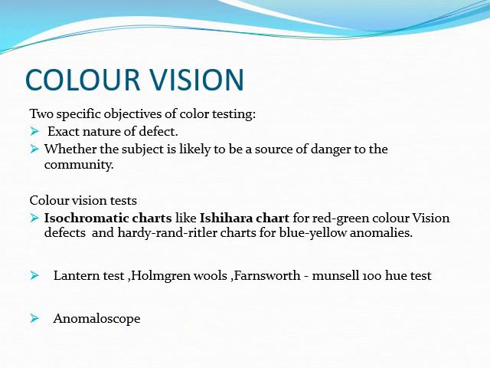Coming to color vision, the two specific objectives of color testing are to know the exact nature of the defect and whether the subject is likely to be a source of danger to the community. Color vision tests include isochromatic charts like Ishihara's chart for red-green color vision defects, and the Hardy-Rand-Rittler chart for blue-yellow anomalies. You can also use the lantern test, Holmgren wools, Farnsworth-Munsell 100 hue test and anomaloscope.